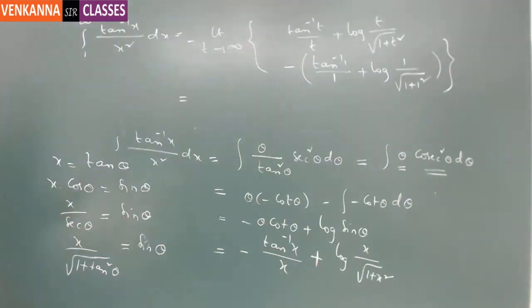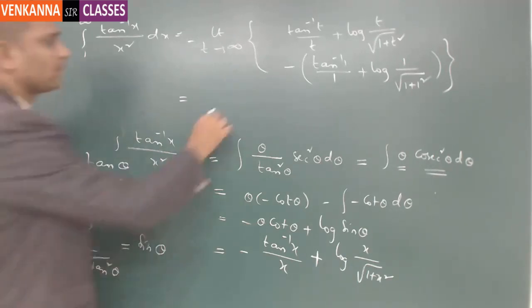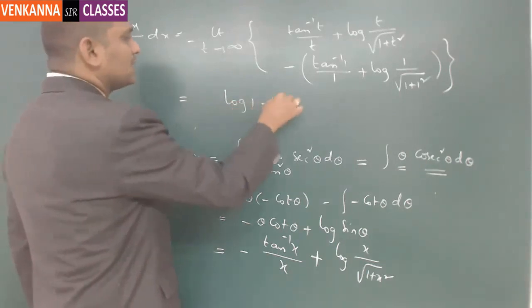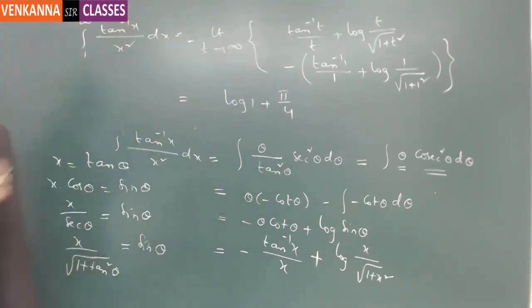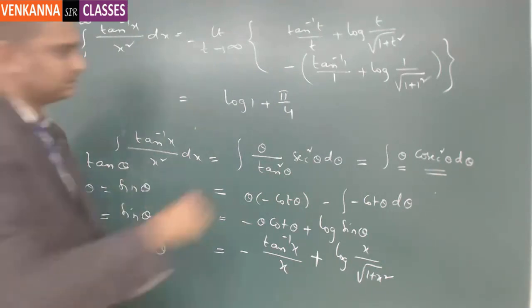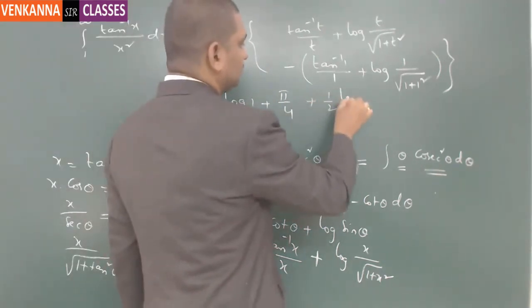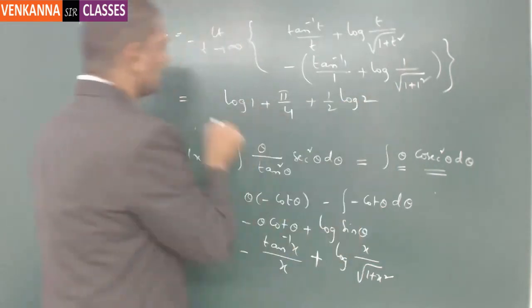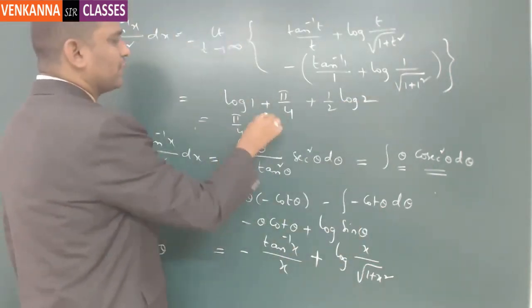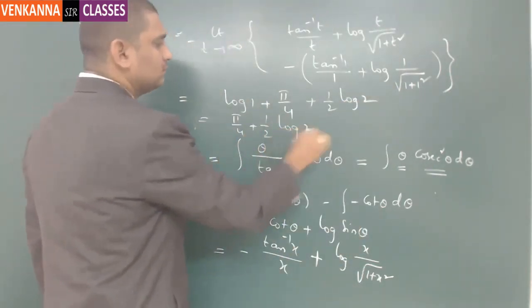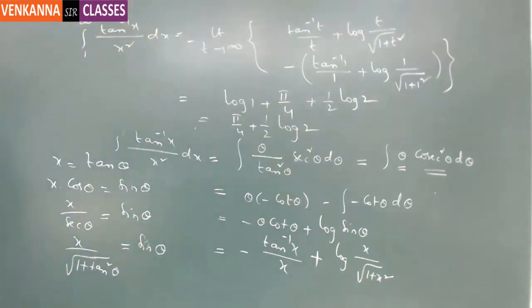So if you substitute the limits, then you are going to get the value as, I will say, log 1 plus pi by 4, then 1 by 2 log 2. And the value is pi by 4 plus 1 by 2 log 2. You can check for that. Other terms get cancelled and the values are 0.